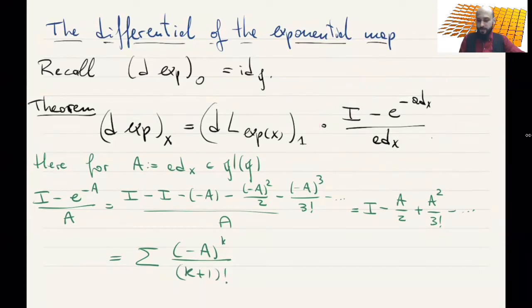In other words, this is really an analytic function. Okay. So we have this formula for the differential of the exponential map. The proof is long. It's not very difficult. And with this, one can prove the following formula, which is important, and it's called the Baker-Campbell-Hausdorff formula.